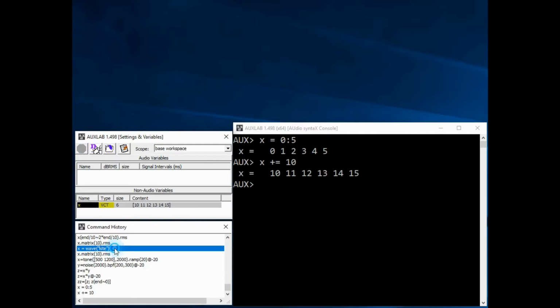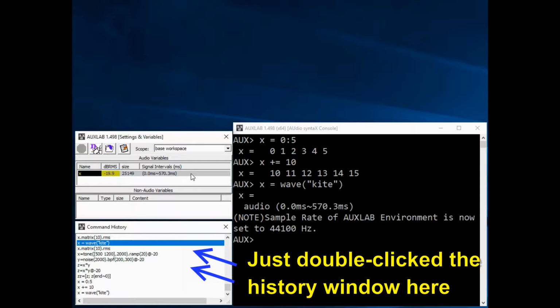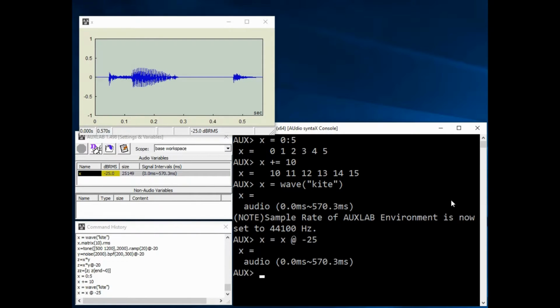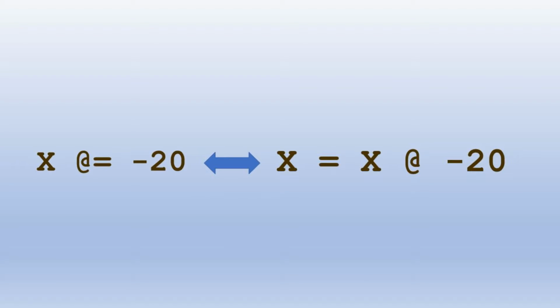Consider this speech signal. I just opened the WAV file. It says the RMS value of this signal is negative 19.9 dB. What do I do if I want to set it at negative 25? Then you can say X is equal to X at negative 25. But that's exactly the same as if you just say X at equal negative 5.